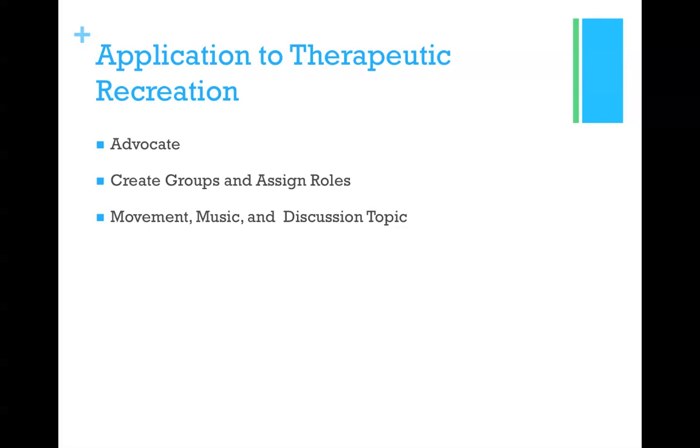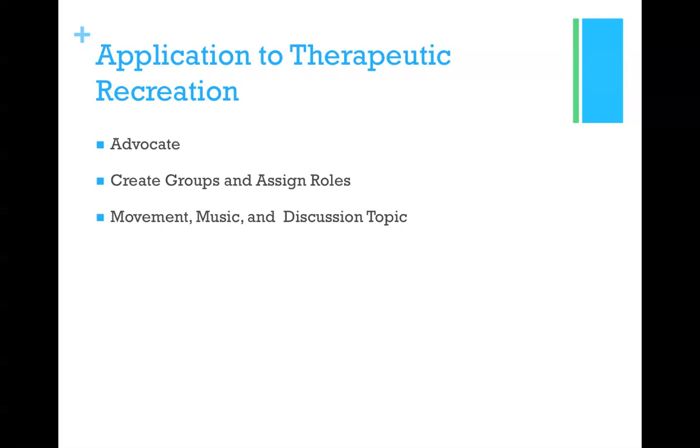And the second, when we are doing validation therapy, it's important that we create groups and assign roles, because this helps our clients meet their goals, but it also meets the goals of validation therapy.